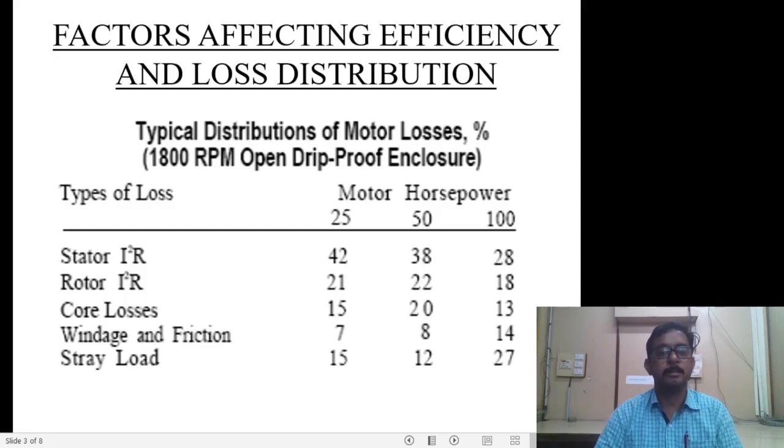Here in this chart, a comparison has been made for an 1800 rpm open drip proof enclosure. These are the types of losses: stator loss, rotor loss, core losses, windage and friction losses. These are the motor HP, horsepower. You will find here that for lower HP motors and for higher HP motors, the losses are different, since higher HP motors are used for bigger loads and lower HP motors are used for smaller loads.